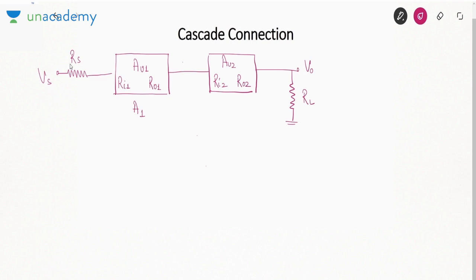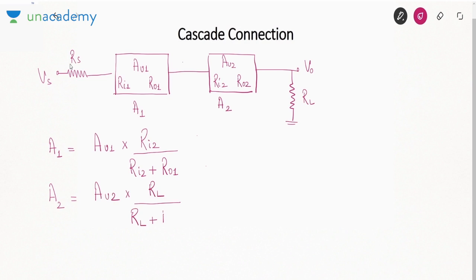For that first I will find out the voltage gain of individual stages. A1 will be AV1 into, we have to take a factor of voltage division. Voltage division between input resistance of second stage and output resistance of first stage. Similarly A2, it will be voltage division between the load resistance and the output resistance of second stage. So what about total gain? Total gain will be A1 into A2, and also we will take a factor of voltage division between these two resistances RS and RI1, because there will be a voltage drop across RS also. Okay, so that will be the overall voltage gain.